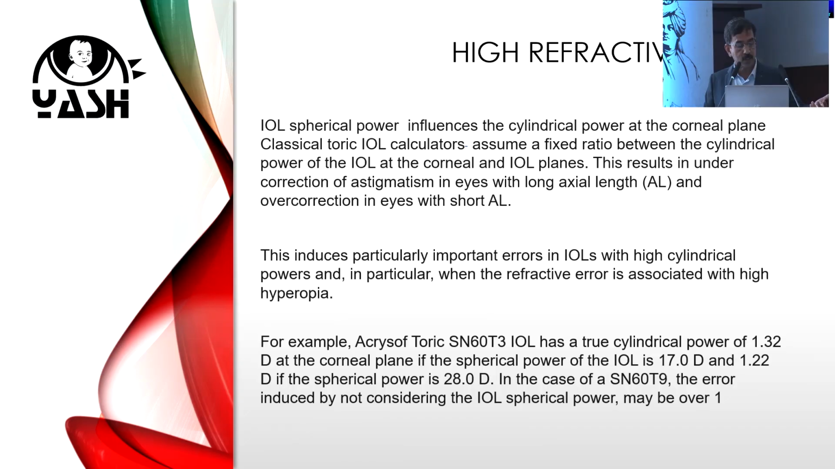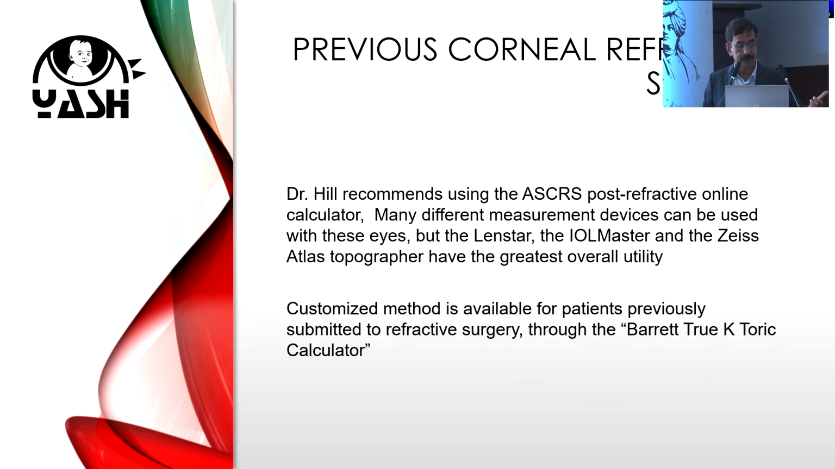Now, in some special situations, the IOL spherical power also influences the cylindrical power at the corneal plane. So it means if you are dealing with an eye with a high axial length, or an eye with a short axial length, this also matters because the cylindrical power varies according to the spherical power in very high cases.